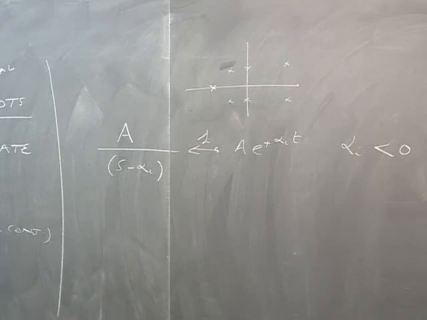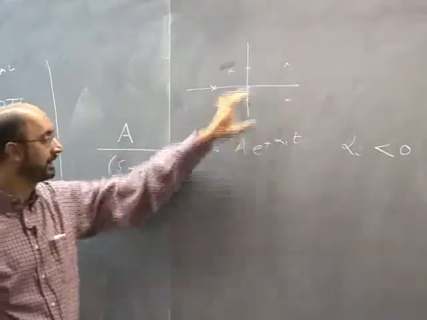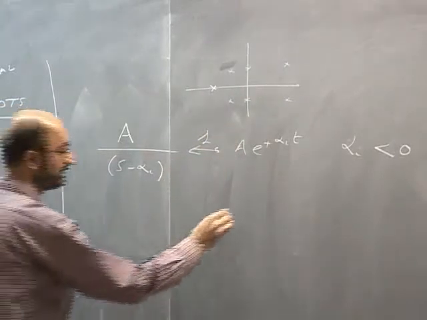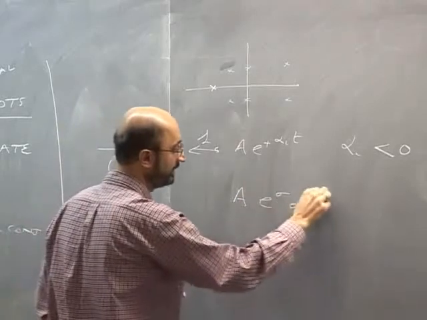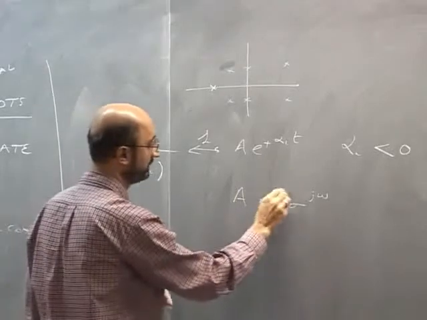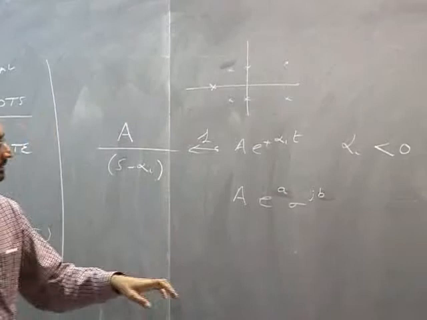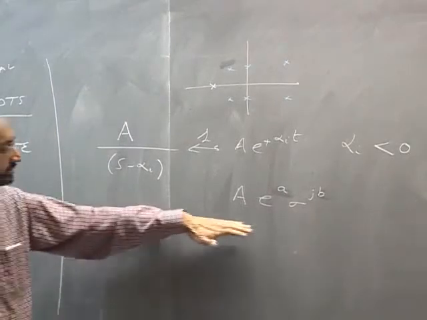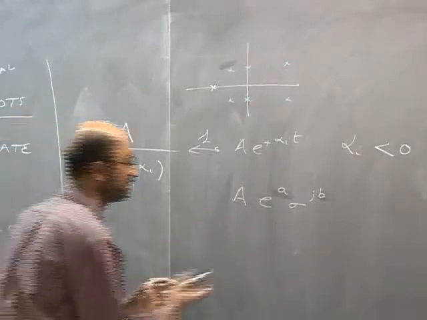distance above and below. Okay, and they can be in the left plane, on the axis, or on the right plane. So let's look at each of them in turn. If it's on the right-hand part of the plane, then it's going to look like e to the sigma, e to the j omega. Maybe I should call it a plus jb, so e to the a, e to the jb.